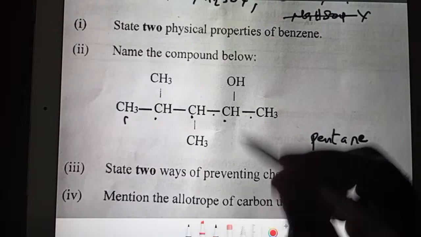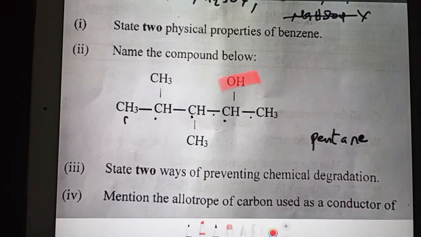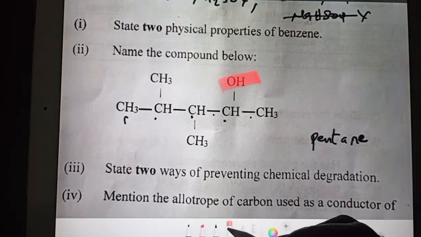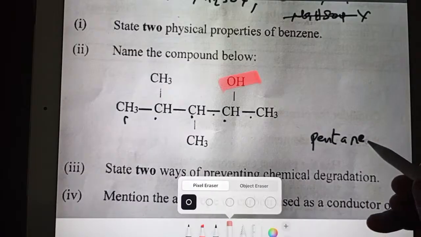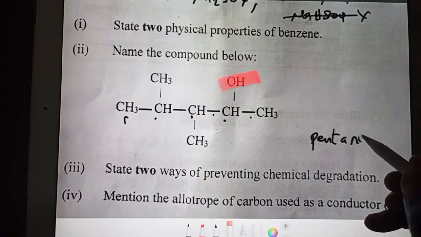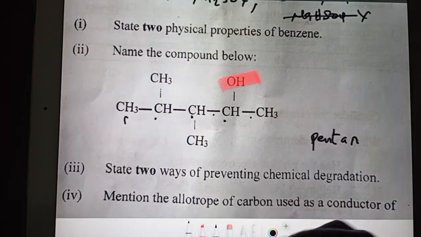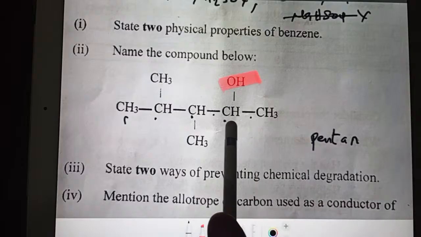Because over here, I neglected this. There is OH. So the OH will make me remove the E in the pentane and place OL. But which carbon bears the OH? This is time to identify the position of the OH.